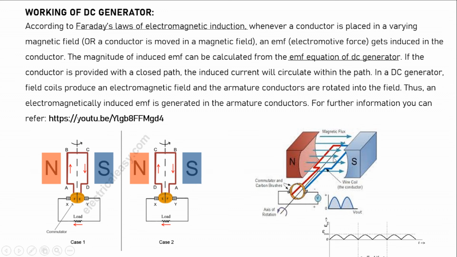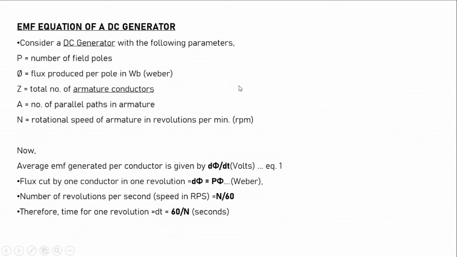Initially, whatever voltage or current is produced is AC. By using the commutator segments, this bidirectional voltage or current is converted into unidirectional current, that is DC. That will be supplied at the end to the external load. Thus we get DC current or voltage. This is the working principle of a DC generator.